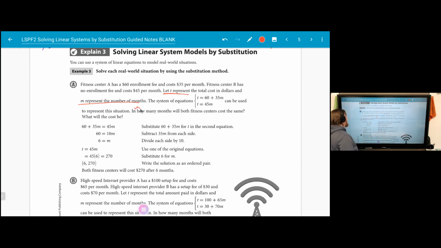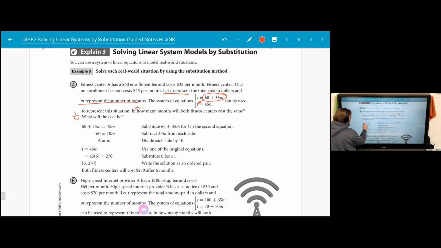This is our T. So here I've got my two equations. I have T equals 60 plus 35M and T equals 45M. Well, this is kind of nice. They're already solved for a variable. If I take this first one right here, and anywhere I see T in the second equation, I'll just put 60 plus 35M. 60 plus 35M equals 45M. Same thing that they've got going right here, right?